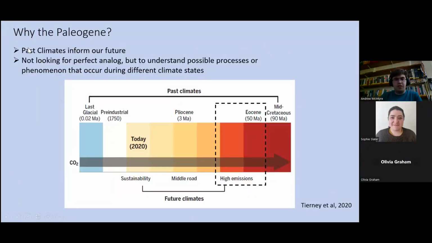It's a particularly interesting interval, but for this audience, I don't really need to go into why paleoclimate studies are important, but they do really inform our potential future climate change that we're likely to see going on to 2100. So the Paleogene itself is a super warm interval of geological time. It's not going to be a perfect analog for future climate change, but it will be really important to understand these intervals of time, to understand possible processes and phenomena, whether that's climate processes or the oceanographic processes that occurred during these warm climate states that potentially would be a high emission future for this planet.